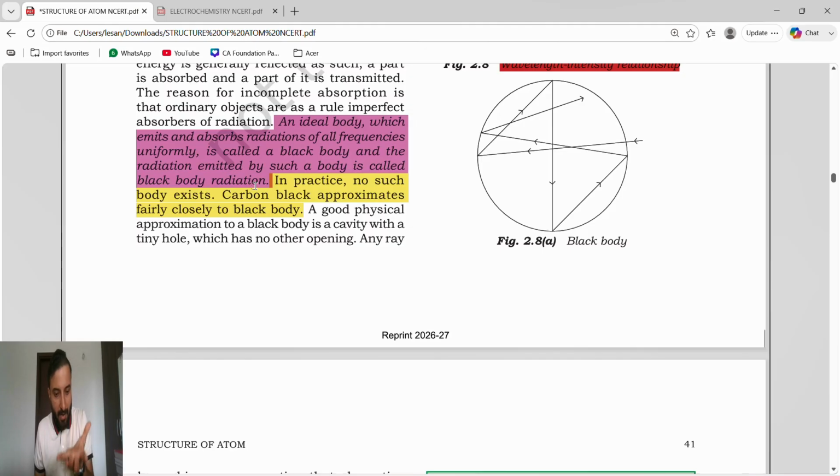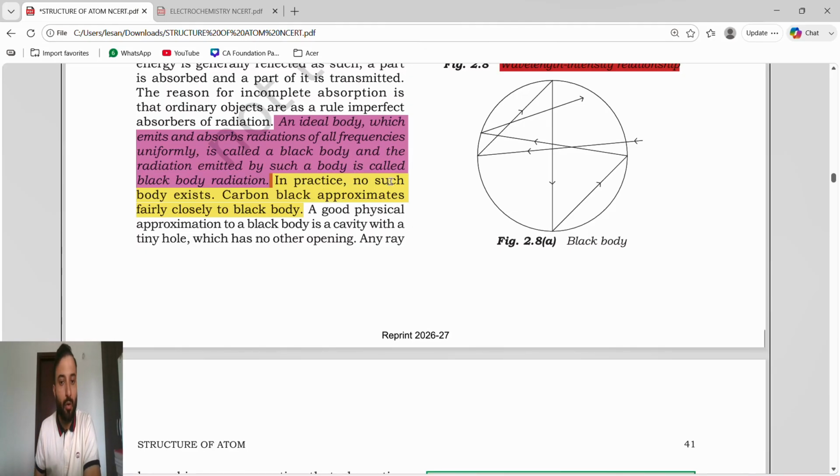Okay, we know that black body means what? A black object is an ideal object which absorbs and emits what? Radiation of all frequency. So ideal object means a perfect body which emits and absorbs radiation of all frequency is called black body, and the radiation emitted by such a body is called black body radiation. Correct? Yes sir. But in real what, guys?